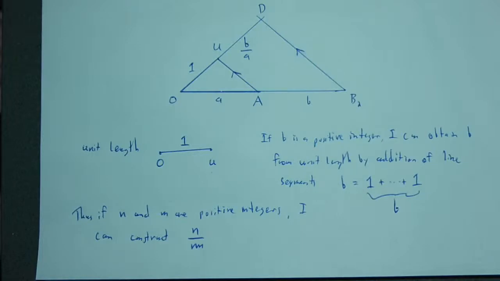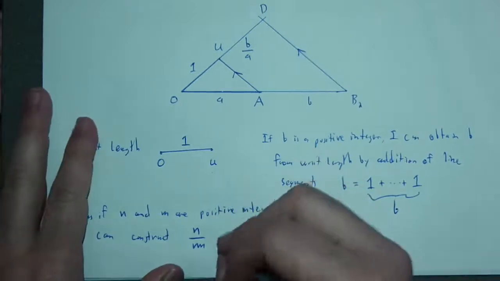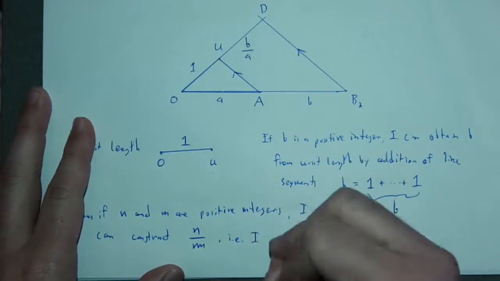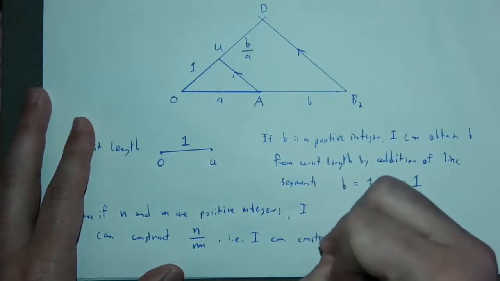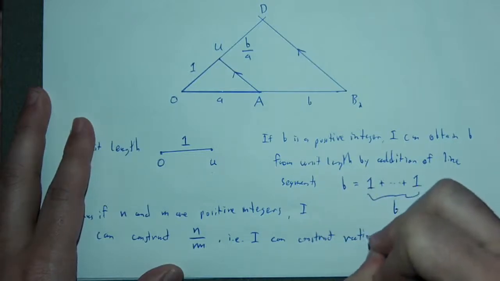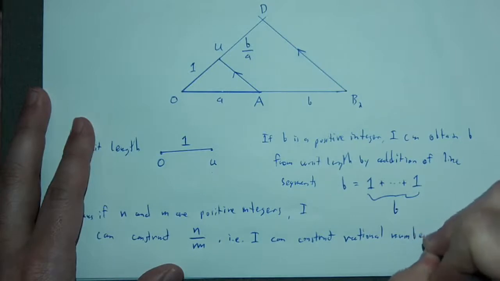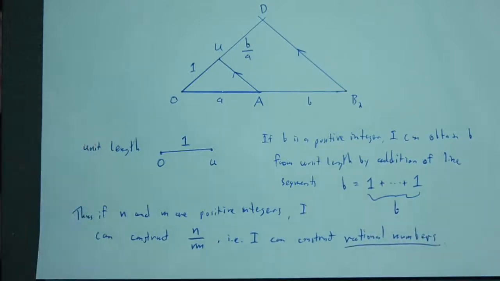All right. Now, what is this saying? I.e., I can construct rational numbers. But it is important to note that this is not exhaustive. It doesn't end with rational numbers, as we'll see in a few minutes. So this isn't the end, not by a long shot.